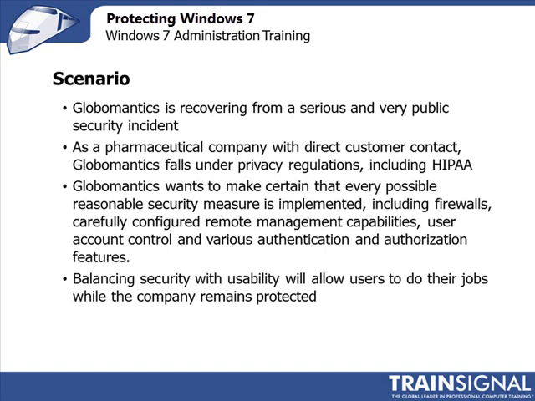Global Mantic wants to make sure that every possible security measure is implemented. That includes firewalls, carefully configured remote management capabilities, which we discussed in part 1 of this lesson, and user account control and other various authentication and authorization features, which we'll discuss in this part of the lesson. Global Mantic understands that it's important to balance security and usability so that users can do their jobs while the company remains protected.